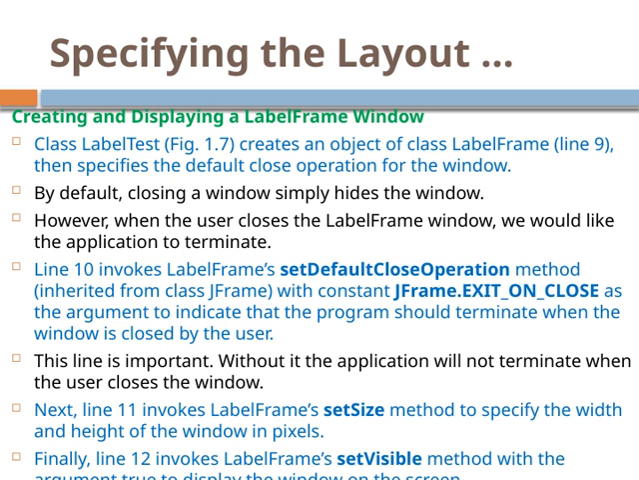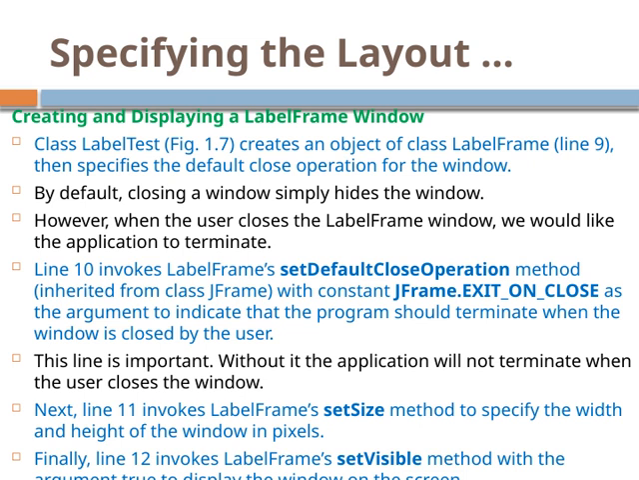Next, on line 11, we specify the size of the window in pixels using setSize. This determines how wide and tall our window will be, giving us control over the layout and appearance. Finally, line 12 makes the window visible by calling setVisible with true. Until we do this, the window exists in memory, but isn't displayed on the screen.